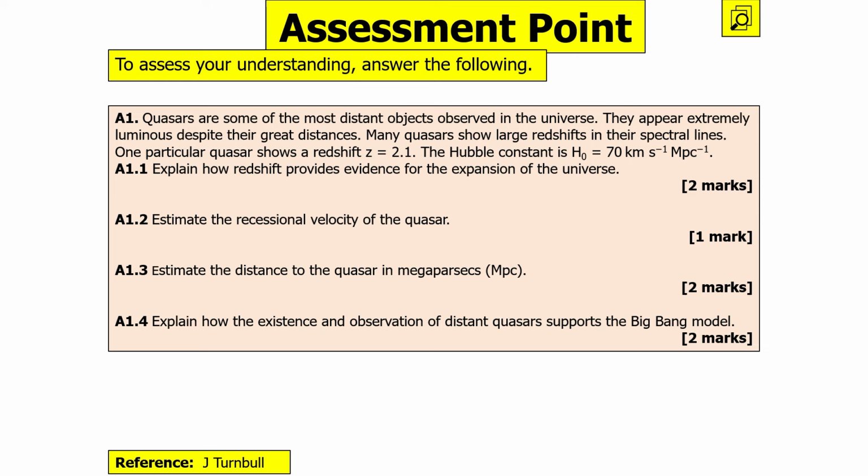Quasars are some of the most distant objects observed in the universe. They appear extremely luminous despite their great distances. Many quasars show large redshifts in their spectral lines. One particular quasar shows a redshift of 2.1. The Hubble constant is 70 km per second per megaparsec. Explain how the redshift provides evidence for the expansion of the universe. Estimate the recession velocity of the quasar, and then estimate the distance to the quasar in megaparsecs. Explain how the existence and observation of distant quasars support the Big Bang model. Pause the video now and unpause the video when you want to go through your answer.